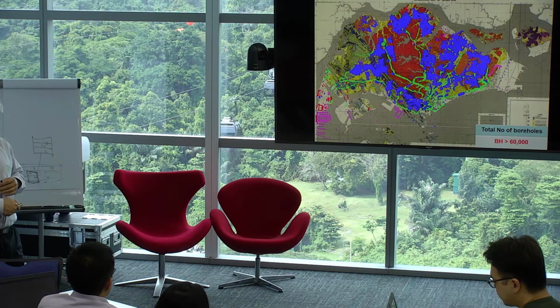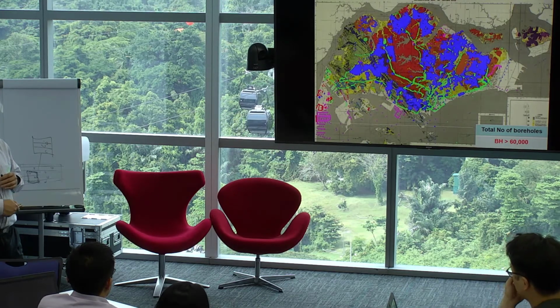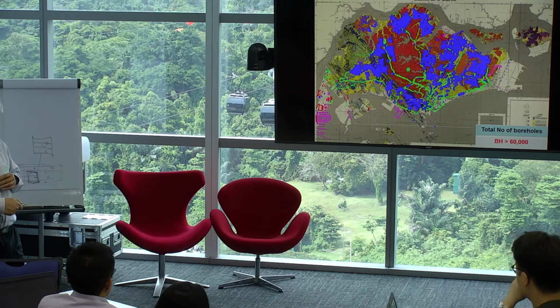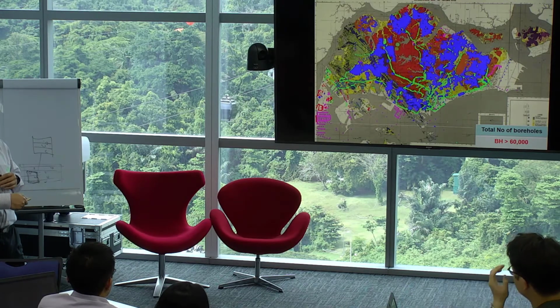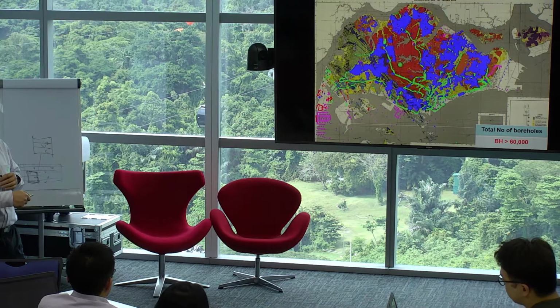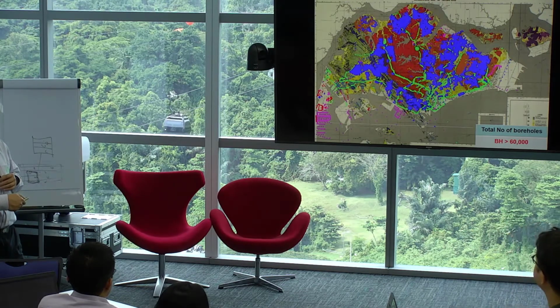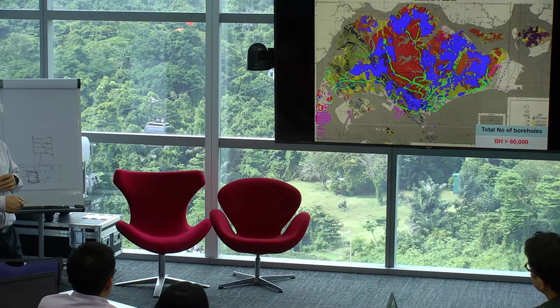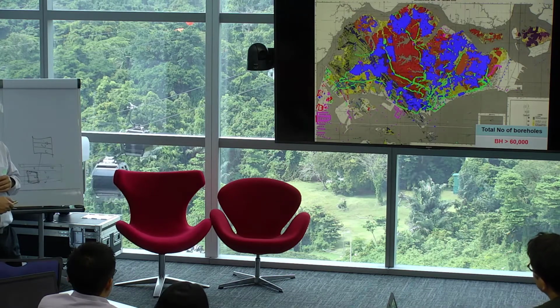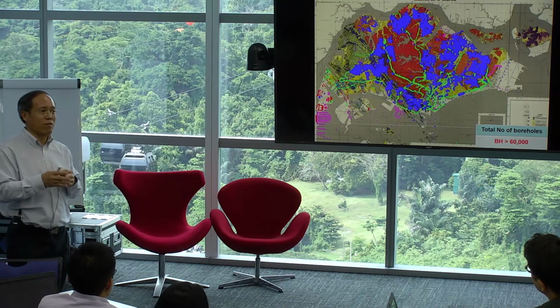So here is the data distribution, I should say the borehole data distribution along the whole island. As you can see in the natural reserve, we don't have many data. So in other words, the model over here will be very inaccurate. The blue points are mainly from HDB, and some of the boreholes are very shallow.